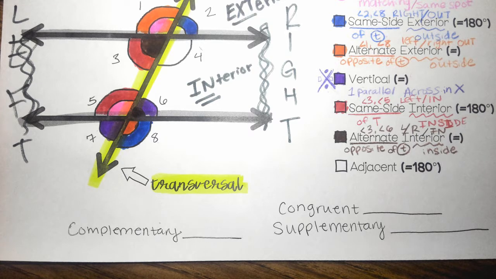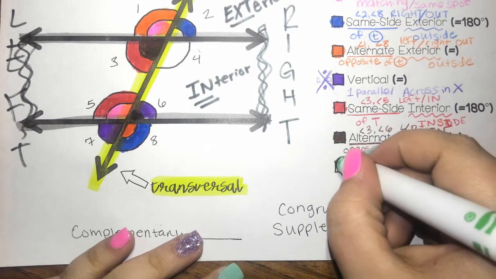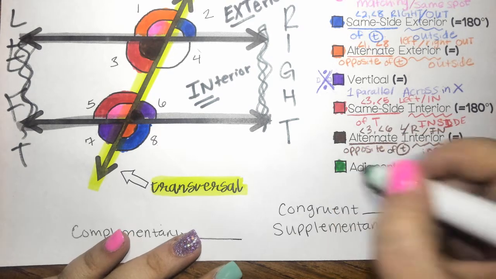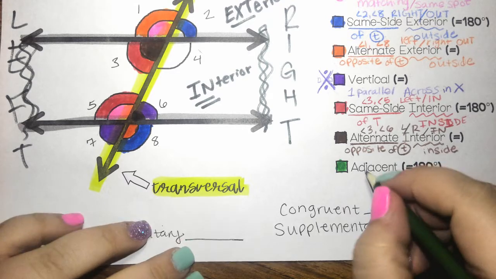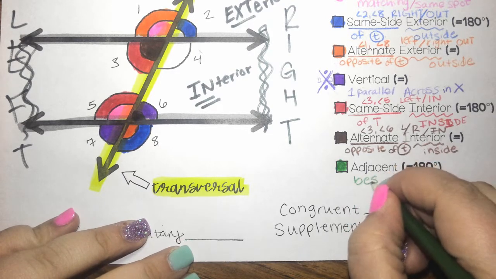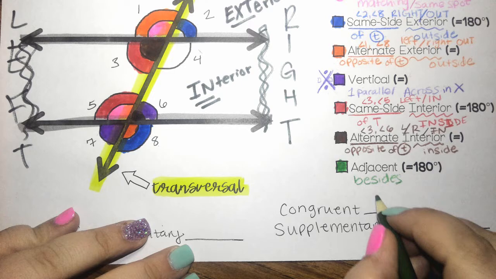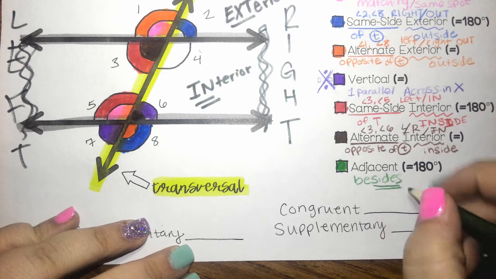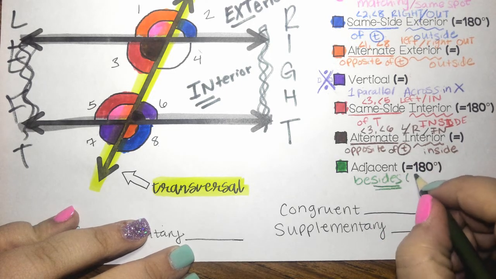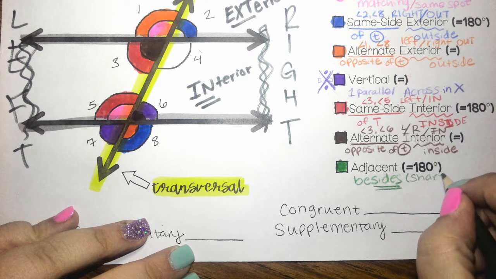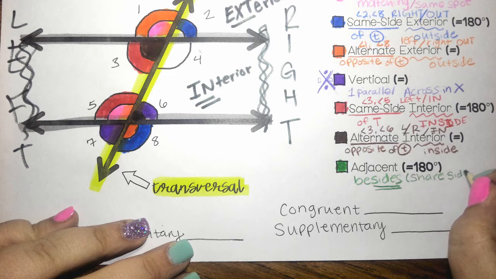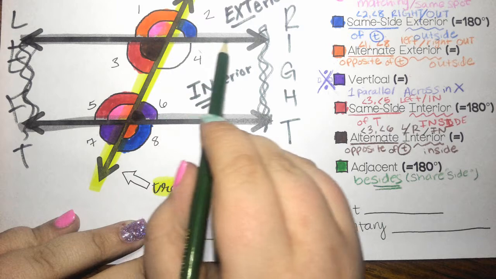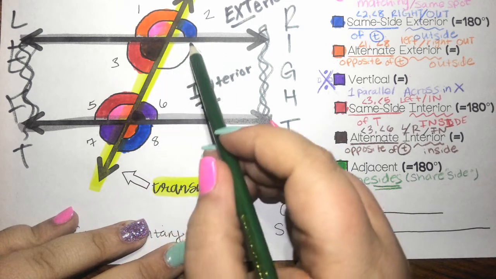Alright, last, we've got adjacent. Okay, adjacent means beside. I'm going to underline side, and I'm going to say that adjacent angles share a side. I'm going to use that very loosely, that word side, I mean. When I say side, I just mean whatever portion of the line helps outline the angle.